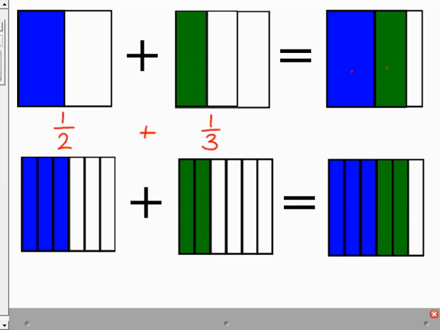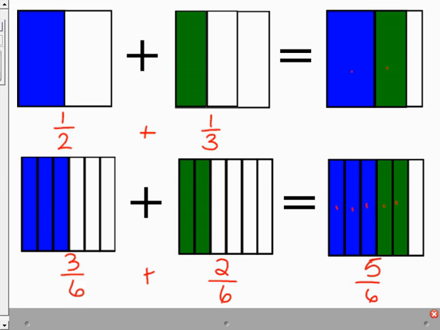If we rethink of that 1/2 as 3/6 and the 1/3 as 2/6, notice they now have the same denominator, meaning both of the wholes have the same number of pieces. That makes the addition much easier. Now we have 1, 2, 3, 4, 5, 6, and that was easy to add.